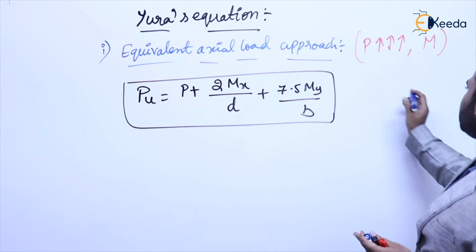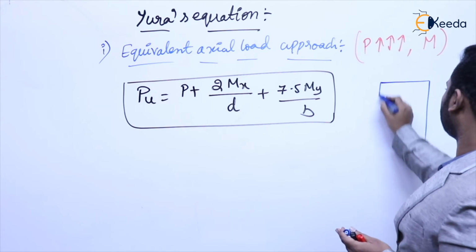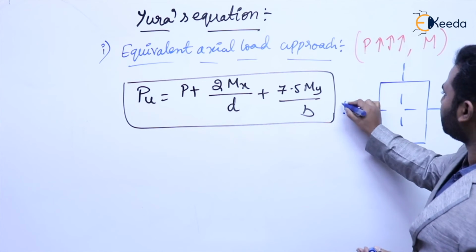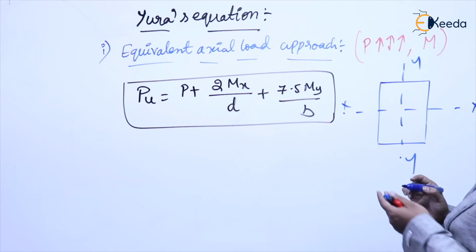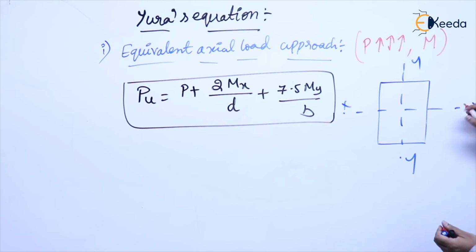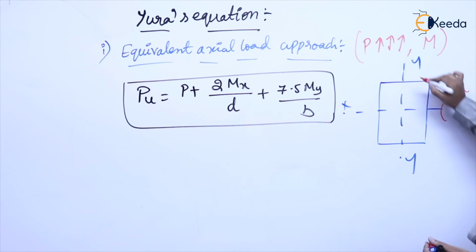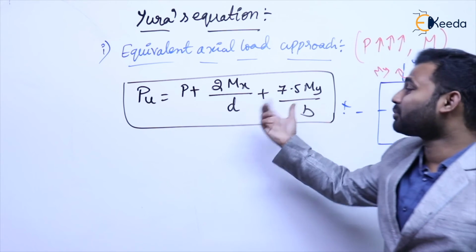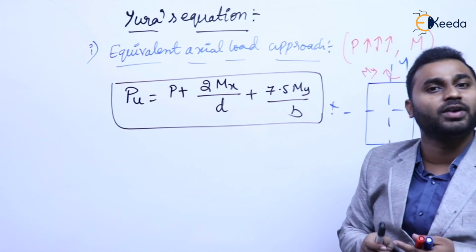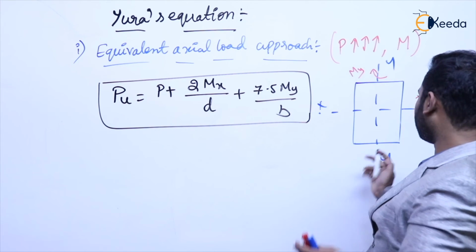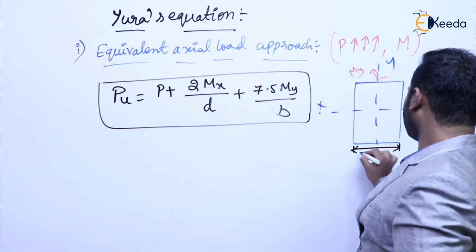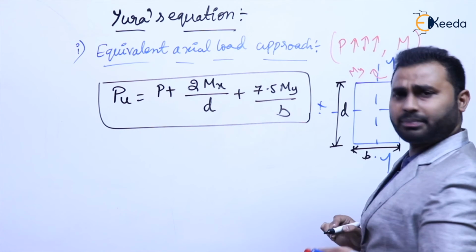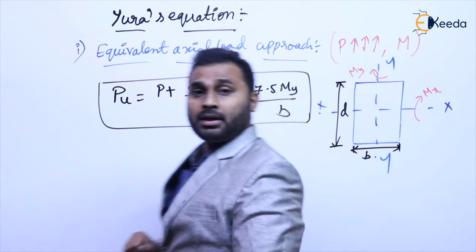Let us take a simple cross section, that is a rectangle. For this cross section there exist two axes: this is xx and this is yy. The moment along xx is known as Mx, and the moment along yy is known as My. B and D are the width and depth of the cross section respectively. So this is the width and this is the depth, and P is the axial load.